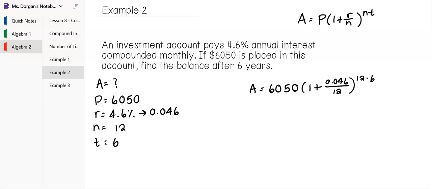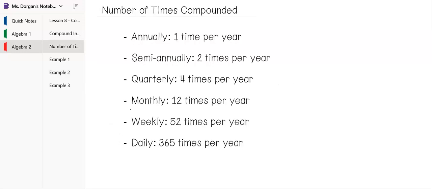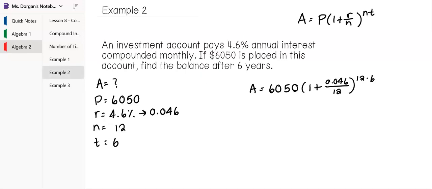Okay, so go ahead and check how you plugged everything in. I wanted to do the solving part together so that we can use the calculator and kind of get familiar with that. But the principal amount is the $6,050. The interest rate is 4.6%, which as a decimal is 0.046. Now, because it says compounded monthly, that means that it is 12 times per year. So our N is going to be 12. And then it wants us to find the balance after 6 years. So we plug it into our formula here.